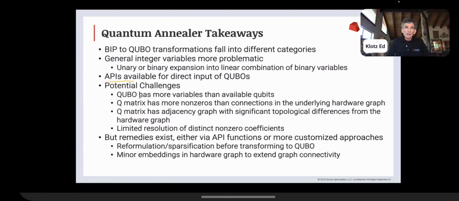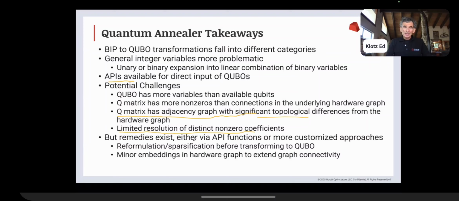Challenges include that the QUBO has more variables than available qubits, and the Q matrix has more non-zeros than connections in the underlying hardware graph. And that ultimately relates to the fact that the more significant topological differences the logical graph, or synonymously the adjacency graph of the Q matrix, has from the hardware graph, the more resources you need to embed it in that hardware graph. And then, as Malaheh touched on, there's this challenge about limited resolution of distinct non-zero coefficients.